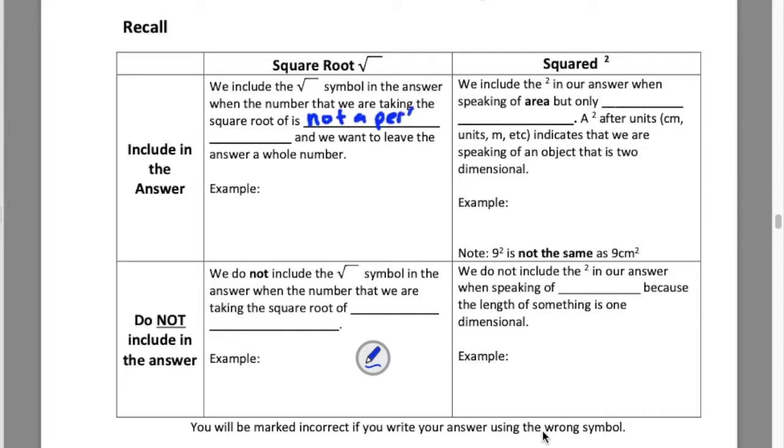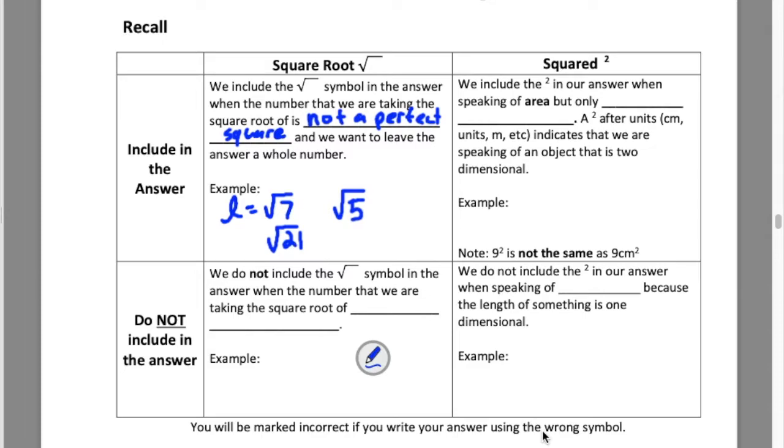Not a perfect square. And we want to leave the answer as a square root. So an example of this would be if we had a final answer that said the length was equal to the square root of 7, we would leave it as the square root of 7 because we know 7 is not a perfect square. That's also the same for numbers like the number 5. We would leave the square root of 5, or the number 21, or any number that's not a perfect square.